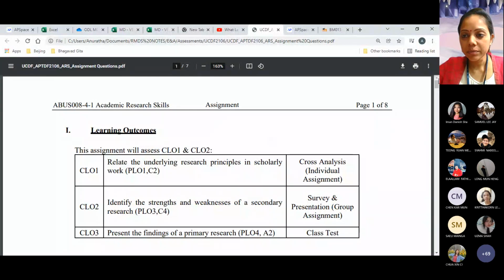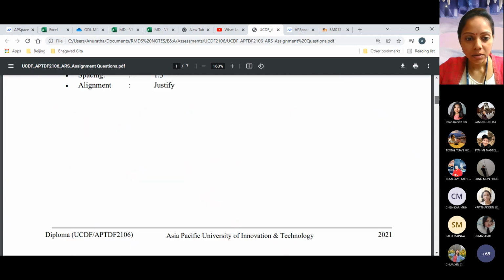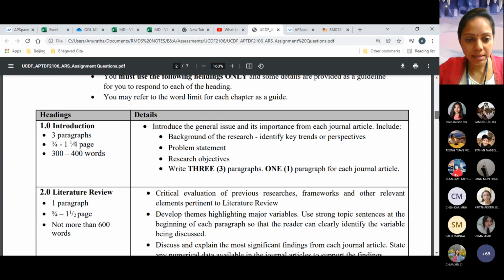Okay, so we're done with the individual assignment. Okay, this is done. Okay, guys, so we are here. Class tests will be conducted in the final week. All right. Okay, let's zoom into the group assignment.